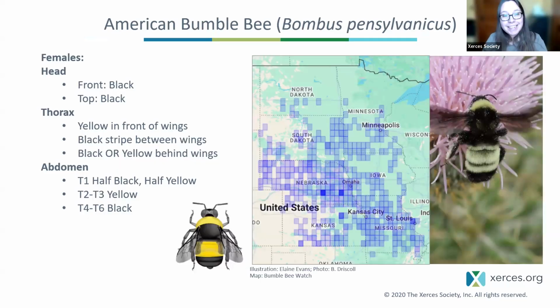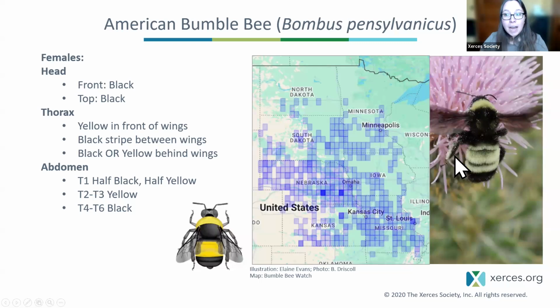Next bumblebee on the docket is the American bumblebee, Bombus pensylvanicus. This is a bumblebee species that you will see quite often in the Midwestern United States, although you won't see it in northern Minnesota or northern North Dakota. This is a darker bumblebee.